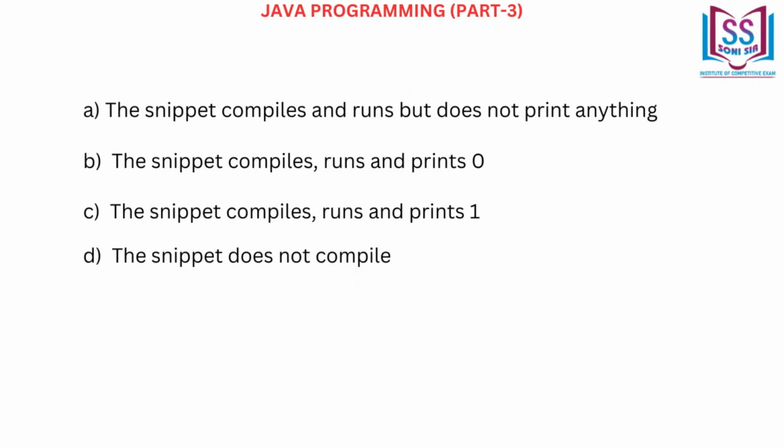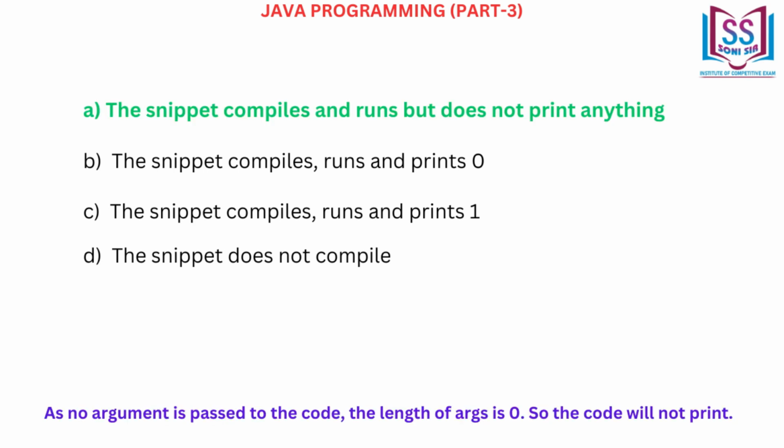What will be the output of the following Java code snippet? A. The snippet compiles and runs, but does not print anything. B. The snippet compiles, runs and prints 0. C. The snippet compiles, runs and prints 1. D. The snippet does not compile. Correct answer A. The snippet compiles and runs, but does not print anything. As no argument is passed to the code, the length of args is 0. So the code will not print.